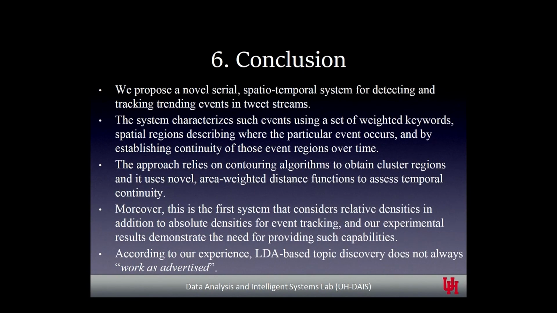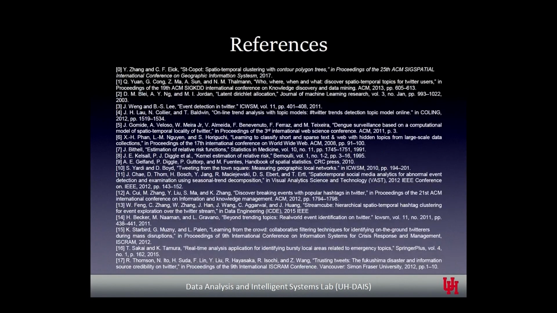And for conclusion, we propose a novel serial and spatial-temporal system for detecting and tracking events. The system summarizes events using a list of words and uses polygon models to describe the regions of the event. We apply a contouring algorithm to get spatial clusters as polygons, and it uses aggregated distance functions to establish continuity. And as far as we know, this is the first approach to use both relative density and absolute density for event detection in Twitter. However, according to our experience, the LDA doesn't always work as described. And I think that's all I have.